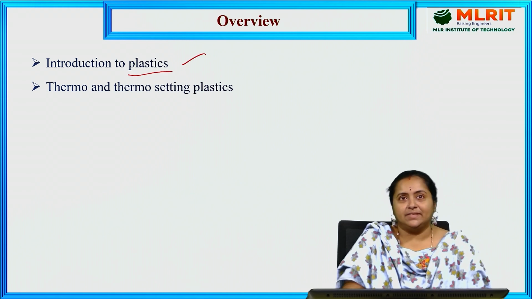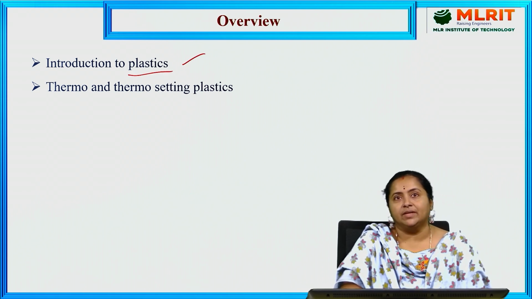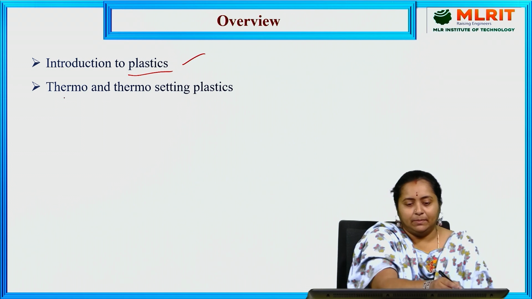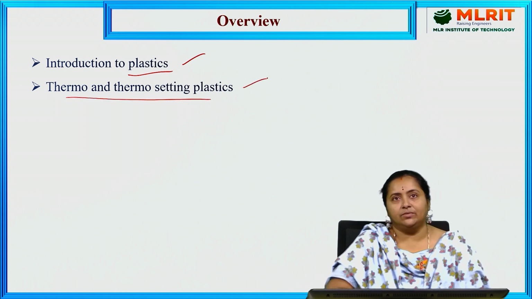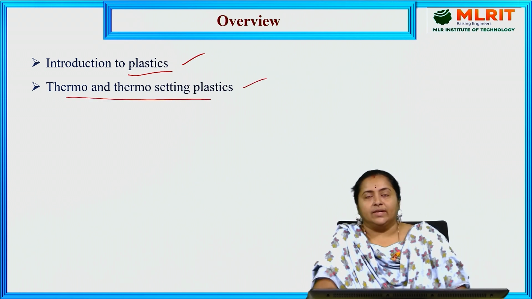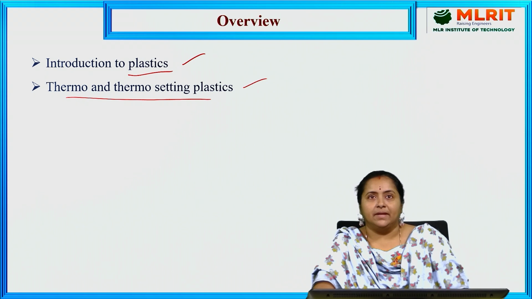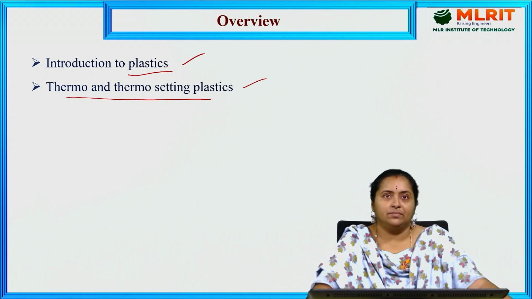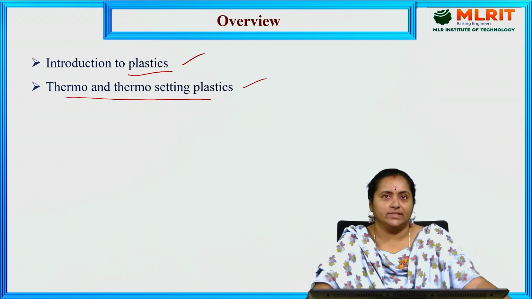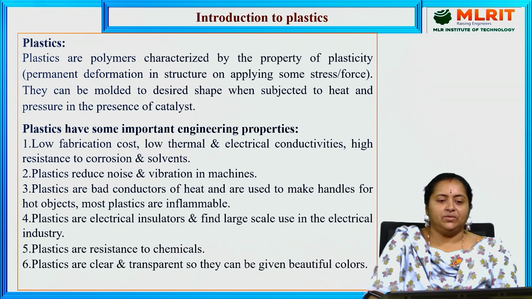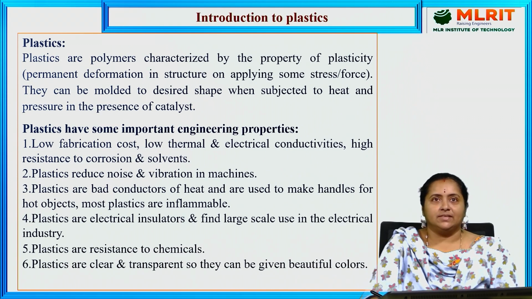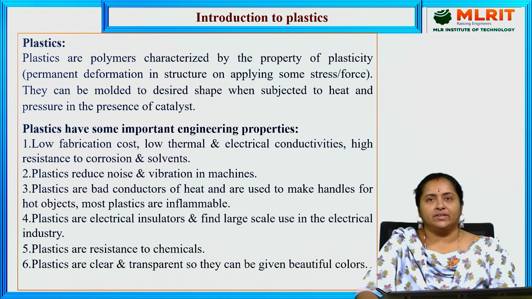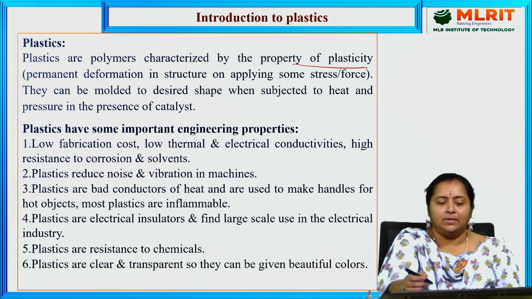And these plastics are again classified into two different types, thermoplastics and thermosetting plastics. So in today's class, we are going to learn about one category of polymers, that is plastics, how many types there are, or in which way they are classified, what makes the difference between these two, and then a few examples. So coming to the introduction to plastics, plastics are defined as a kind of polymers characterized by their property called plasticity.